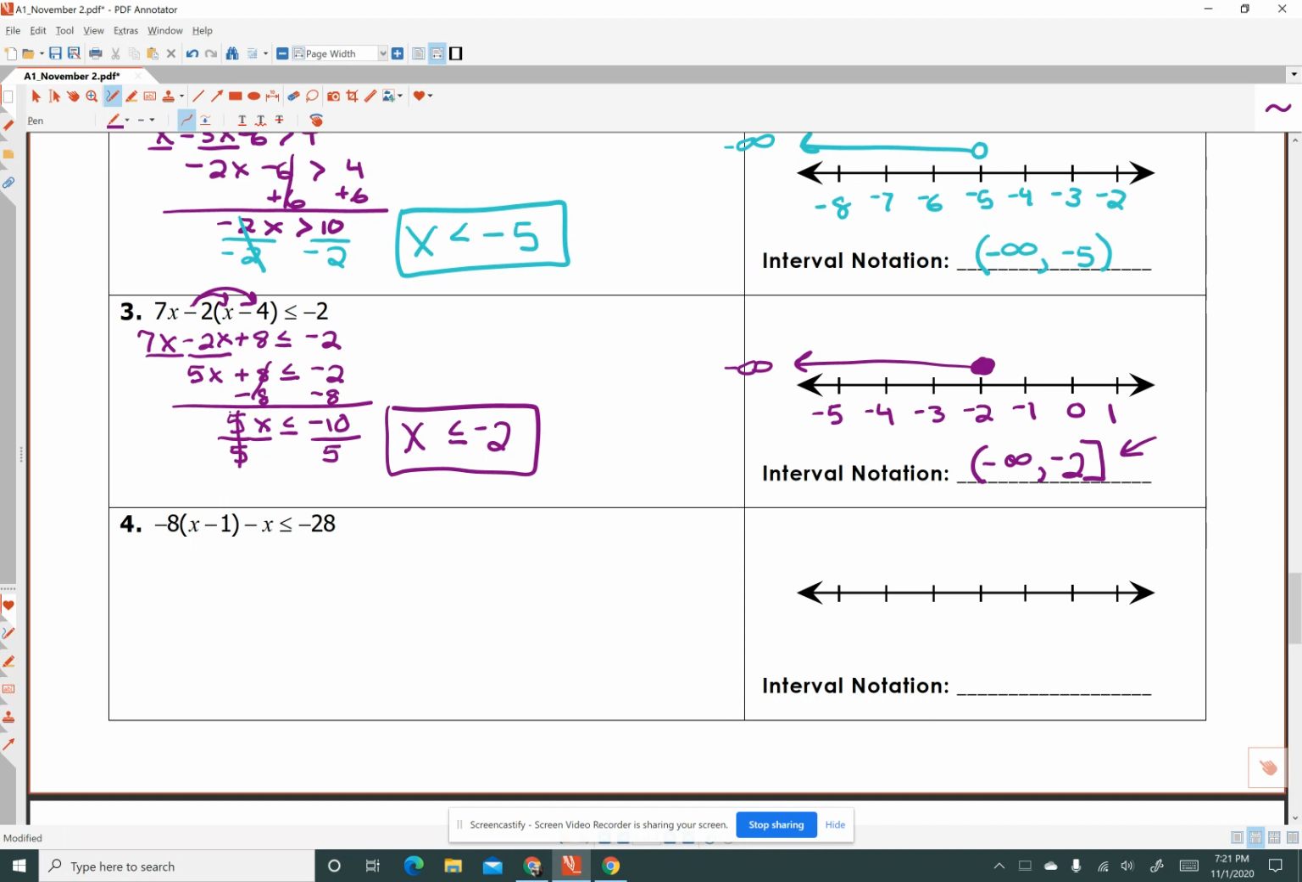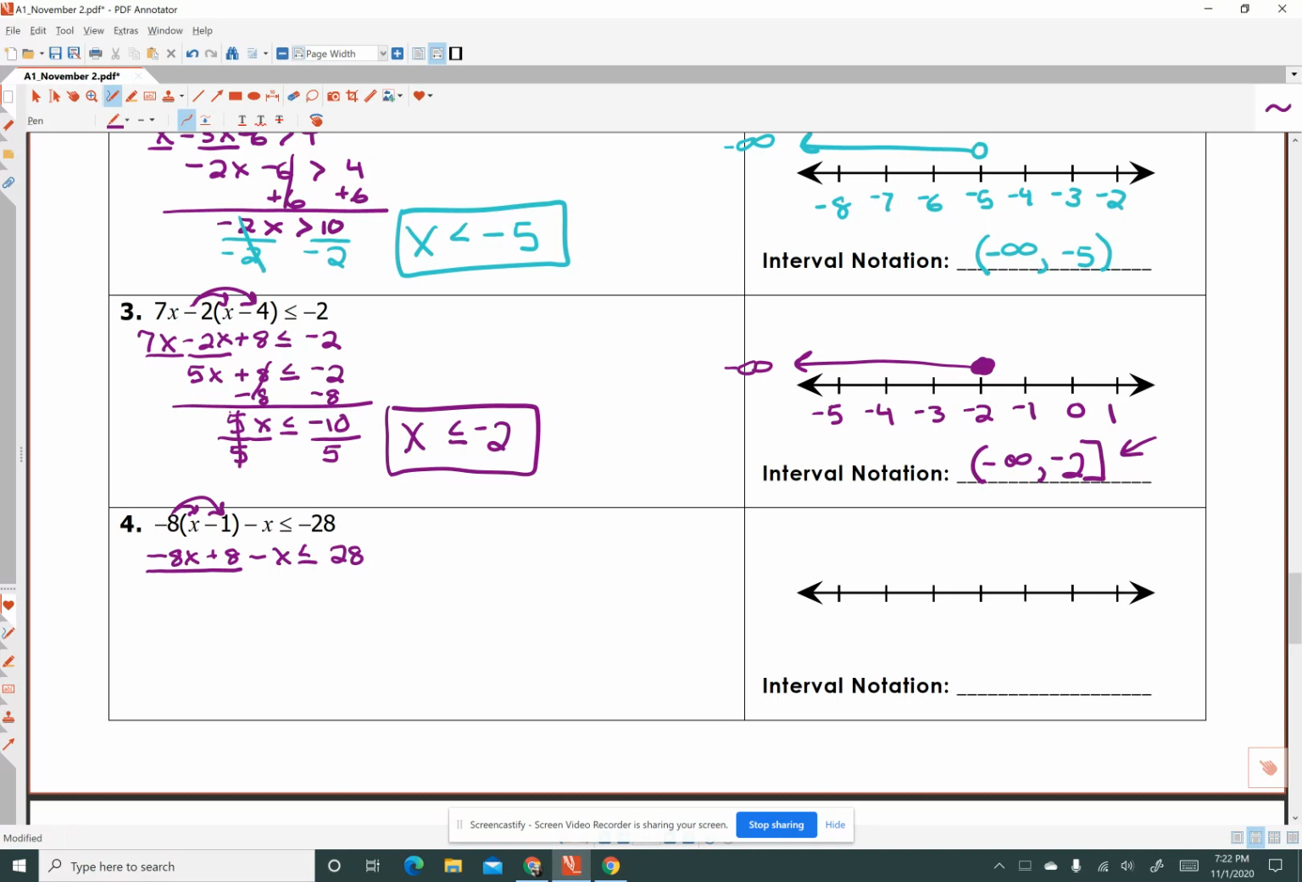Number 4, we'll distribute -8. So we multiply it to the quantities within the parenthesis, which will give us, remember this x is positive, so we have -8x. -8 times -1 is +8. Here we have our -x is less than or equal to 28. Next thing we'll do is combine like terms.